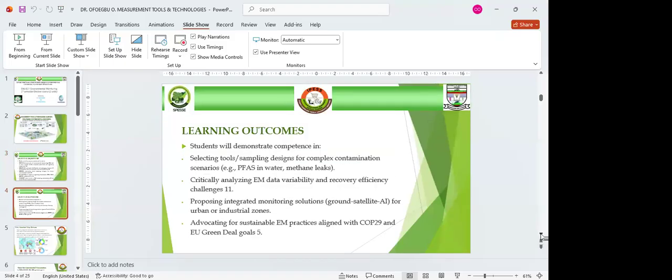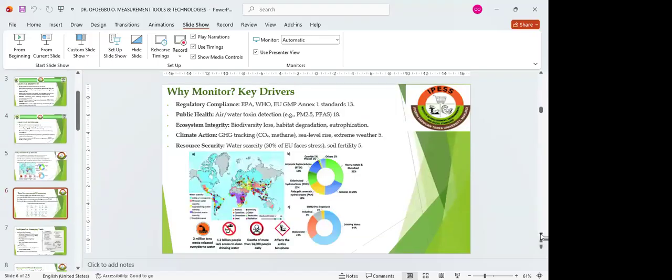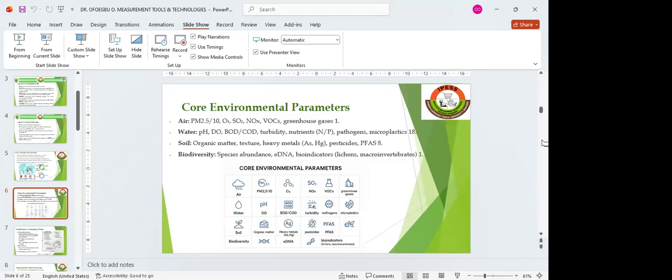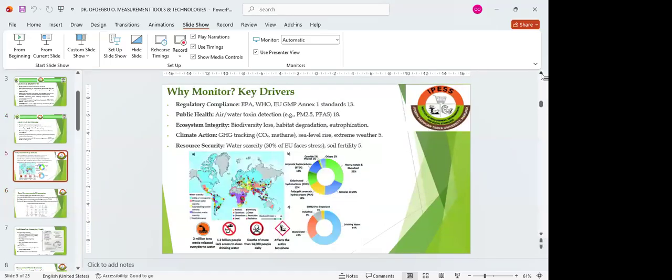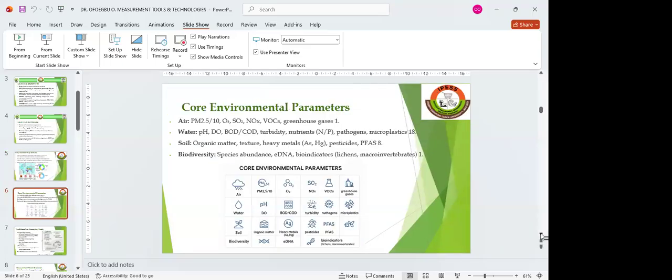Then we had our learning outcomes where we expressed our projected outcomes from this interaction, the whole interaction, which will end by Friday. And we also looked at why we monitor, the key drivers for monitoring, because this is our environment, this is where we live in.